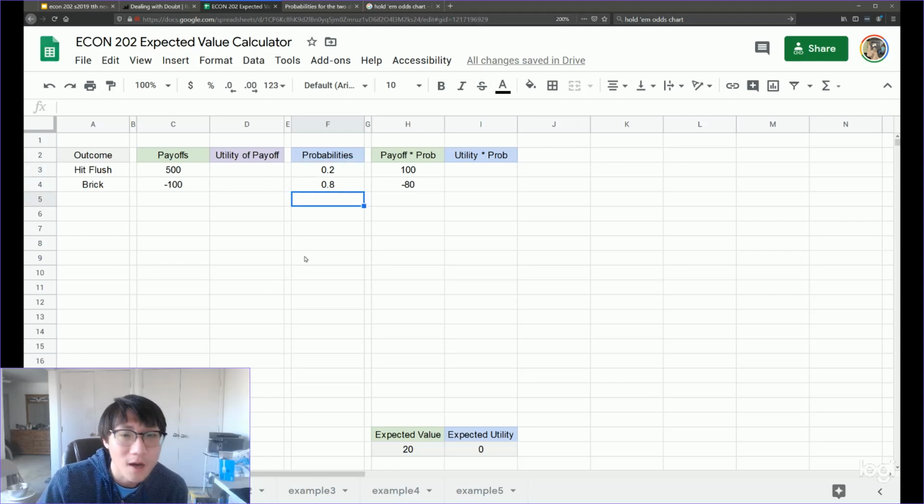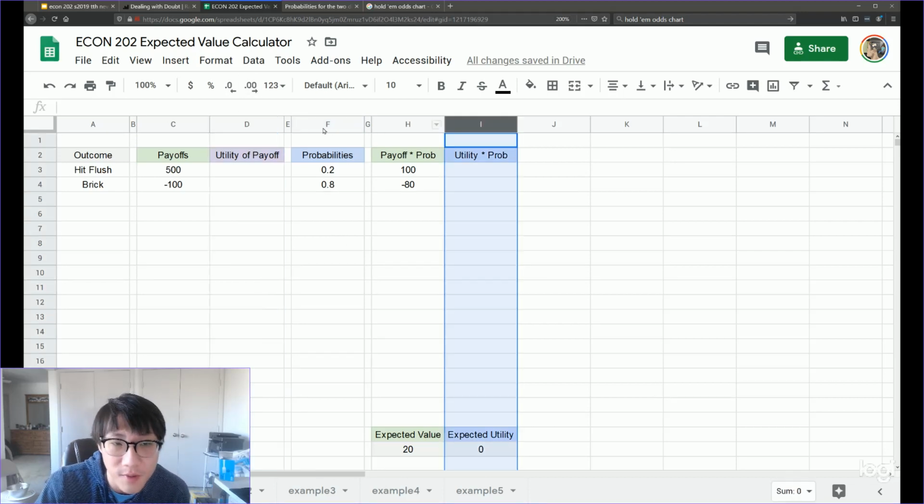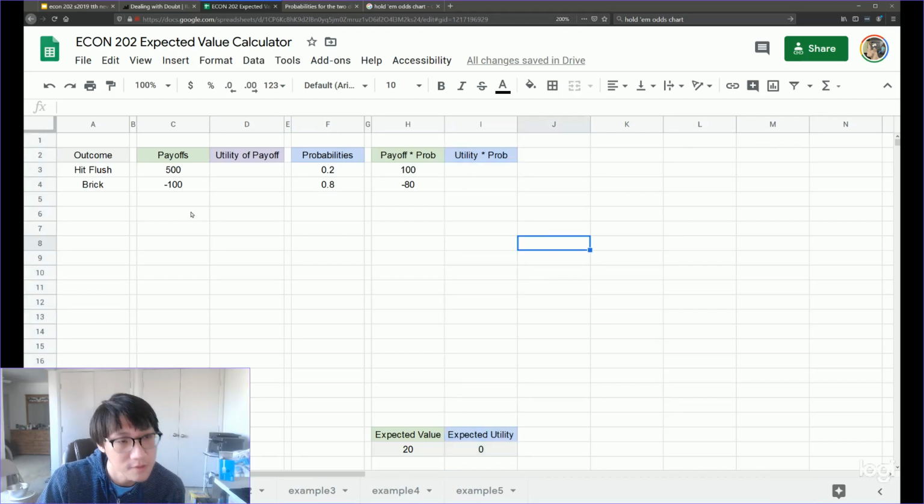And those things happen with probabilities 20% and 80% respectively. Okay. Now, this column here, the utility of the payoff and the utility times probability, ignore those for now. Let's just pay attention to the numbers that I have here. So how do you calculate the expected value? It's actually very simple, okay? You take each payoff, each amount of money that you could win or lose. You multiply by the probability of that outcome, okay? And so 500 times 0.2 is 100. Minus 100 times 0.8 is minus 80.